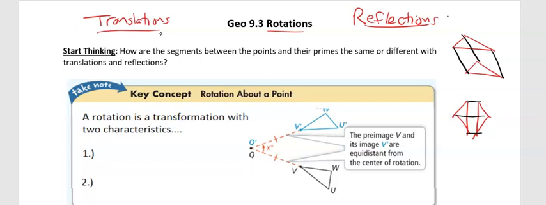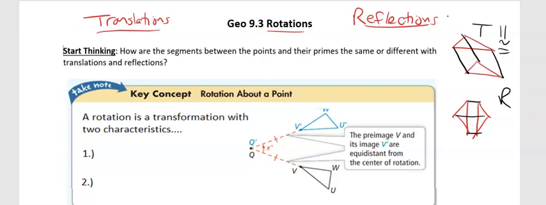What is the same with a translation and a reflection? What is true about AA prime, BB prime, CC prime for both of them? Yes, that is correct. They are parallel. So if you look at AA prime, BB prime, CC prime, they're going to be parallel with both of those. What's the difference? With a translation, AA prime, BB prime, and CC prime are not only parallel, but they're also what? Congruent. Are they congruent for a reflection as well? No, they are not. So that would be a difference that I would have.